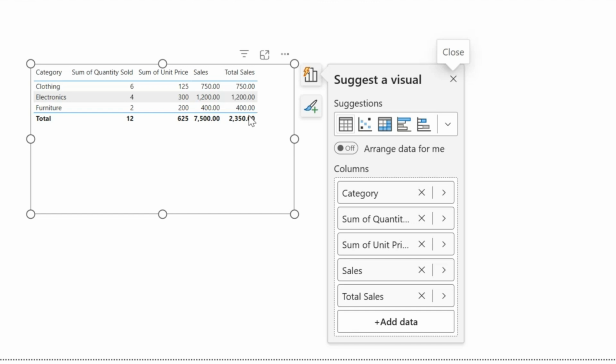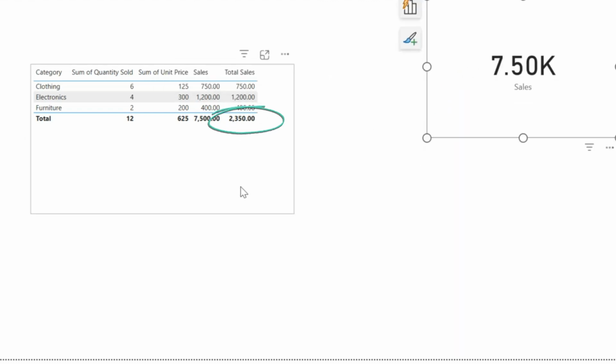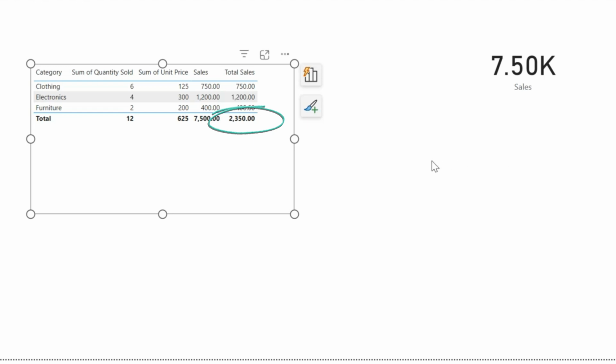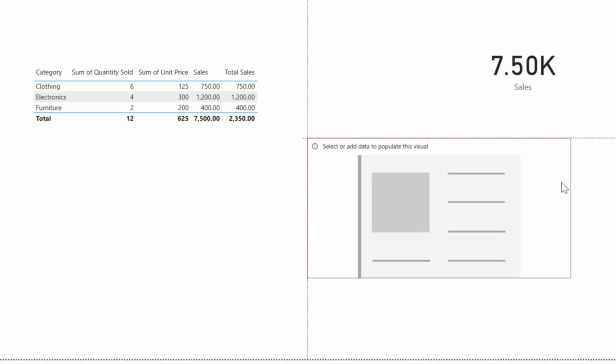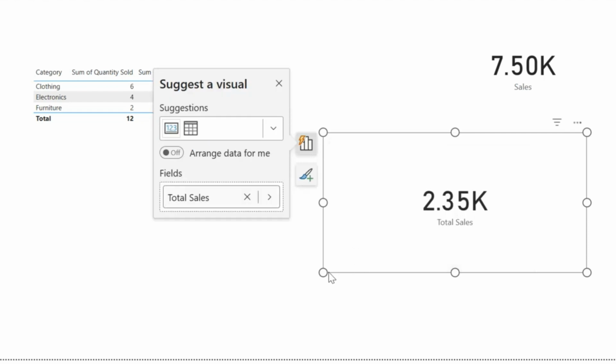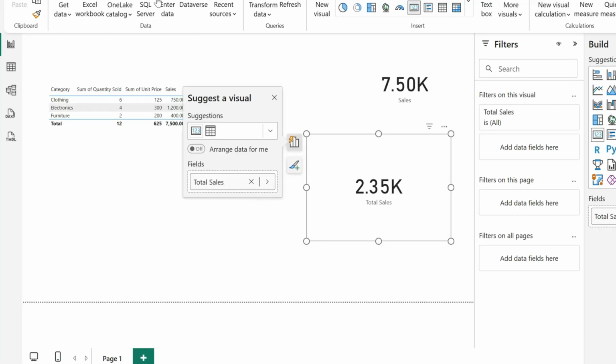For these cases, we should use SUMX, and we can look at the totals. So unlike the SUM function, SUMX goes row by row, performs a calculation per row, and then adds the result.